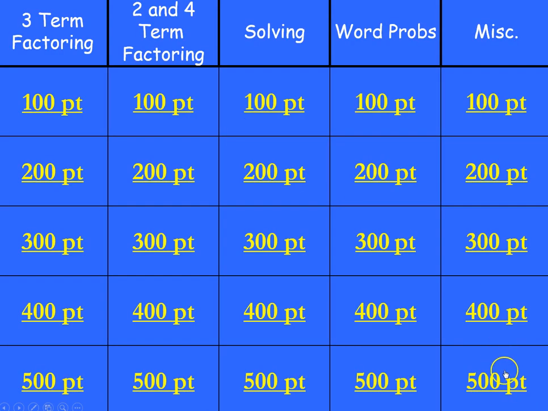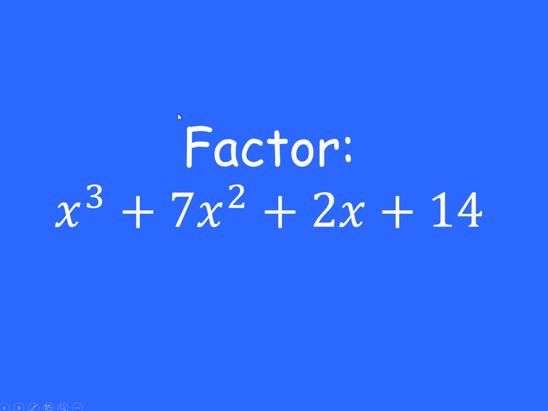Let's go to the next category. Two and four term factoring for 100. Let's look. Factor this: x cubed plus 7x squared plus 2x plus 14. Pause the video now. Let's see if you get it. Time's up. Let's take a look at the answer.